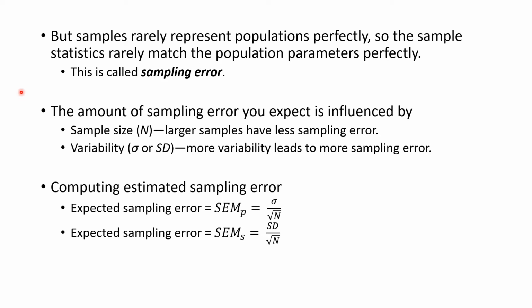Now, the amount of sampling error a given study has is influenced by two things: sample size and the existing variability in the dependent variable. If you want to decrease sampling error, you can increase the sample size, or you can decrease the variability in the dependent variable, perhaps by increasing the precision with which you measure that dependent variable.